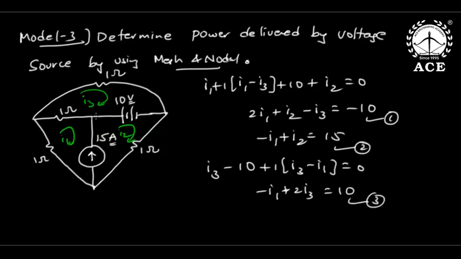The first is a super mesh, so 1 into I1, 1 into I1 minus I3, plus 10 plus 1 into I2. Then the difference I2 minus I1 is 15. And the third is normal.